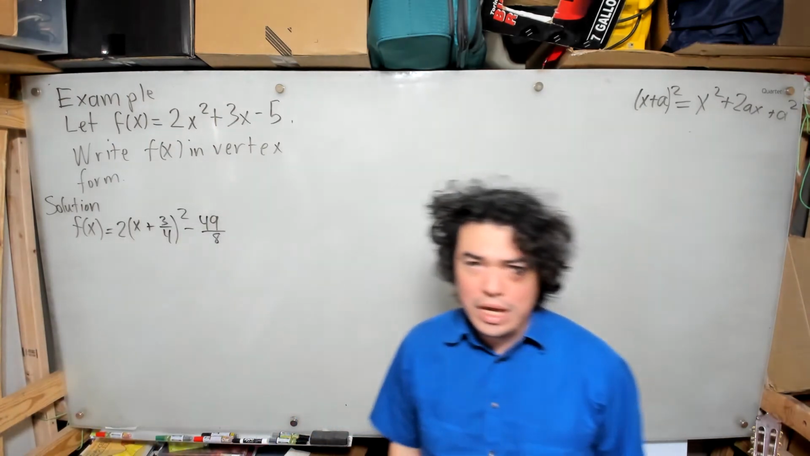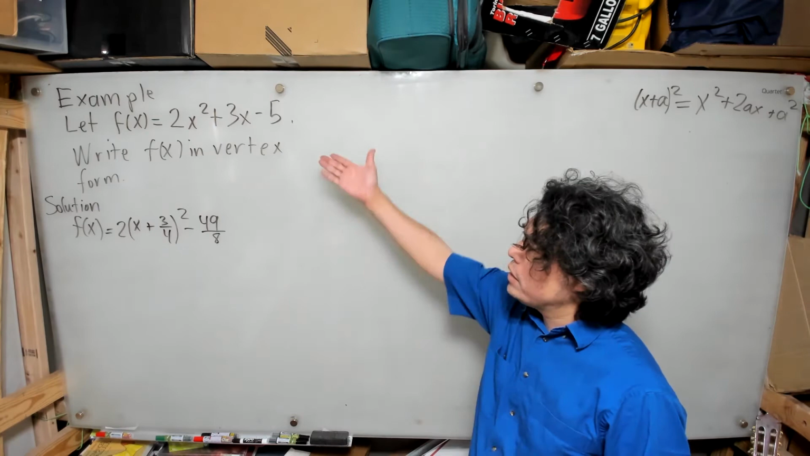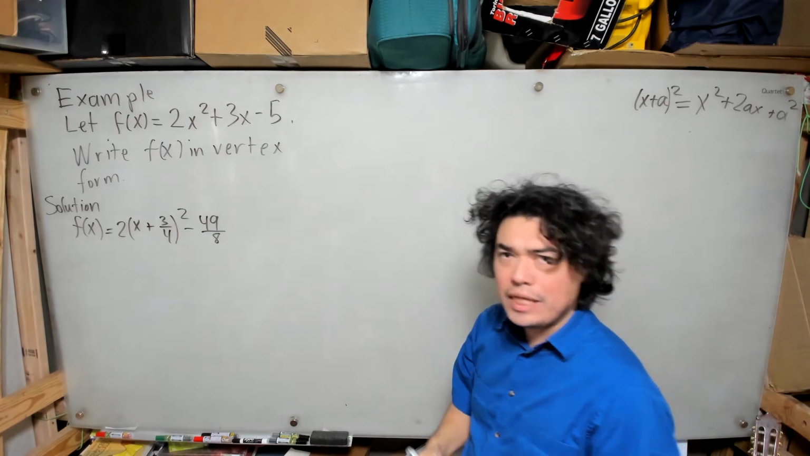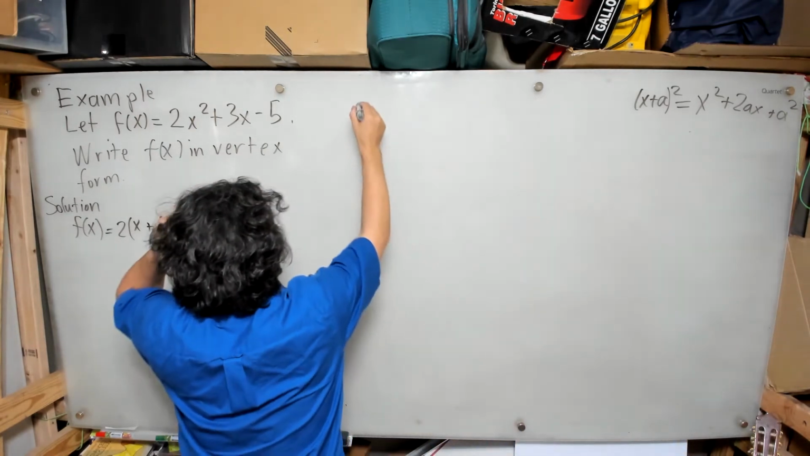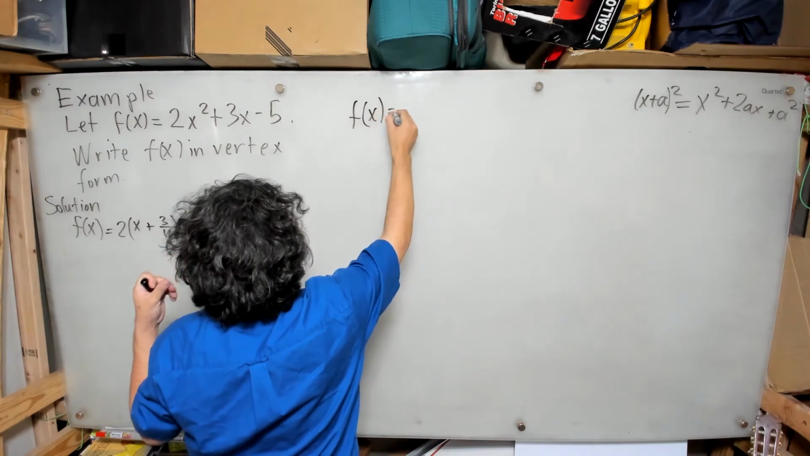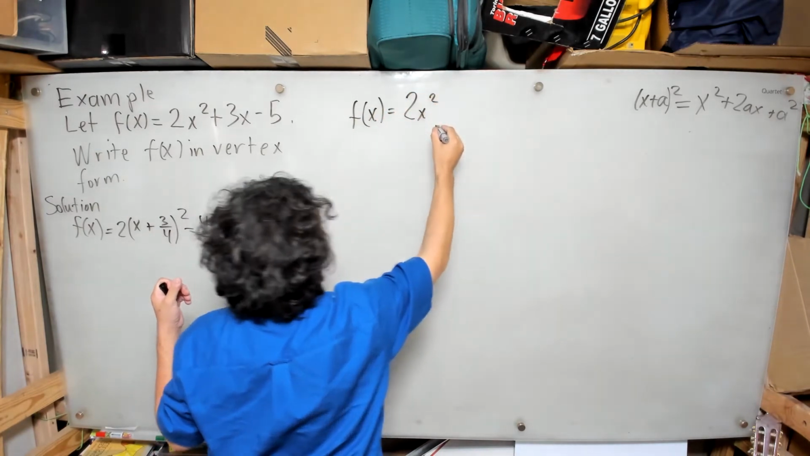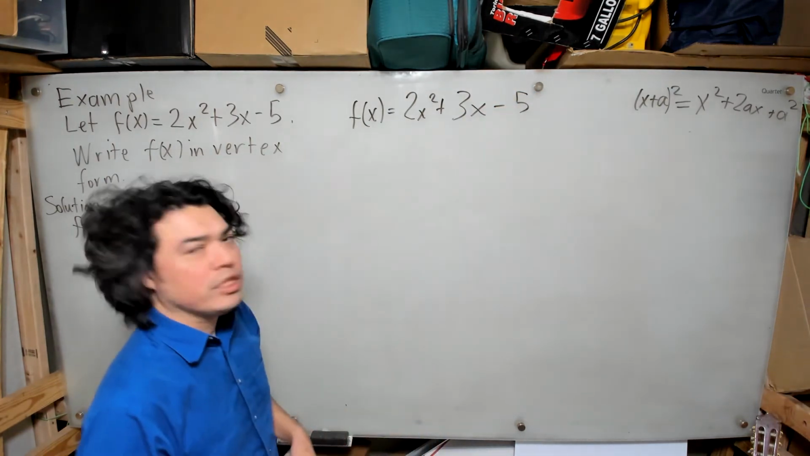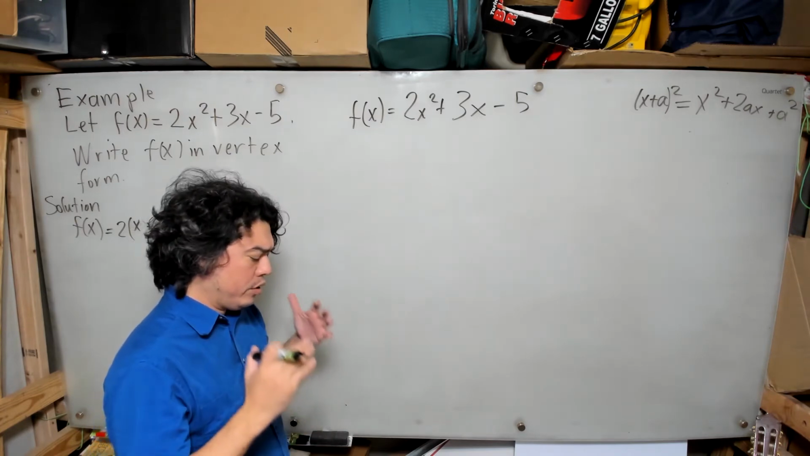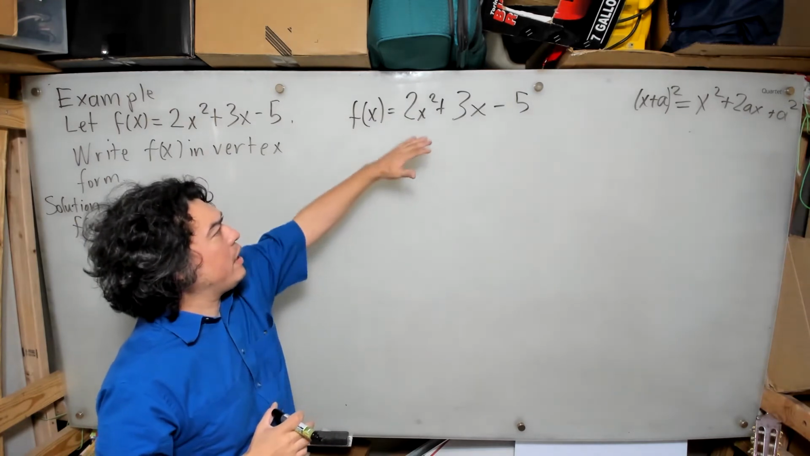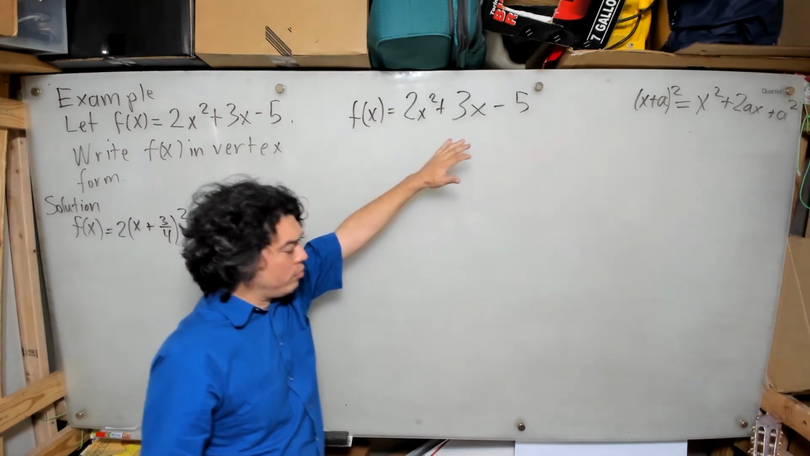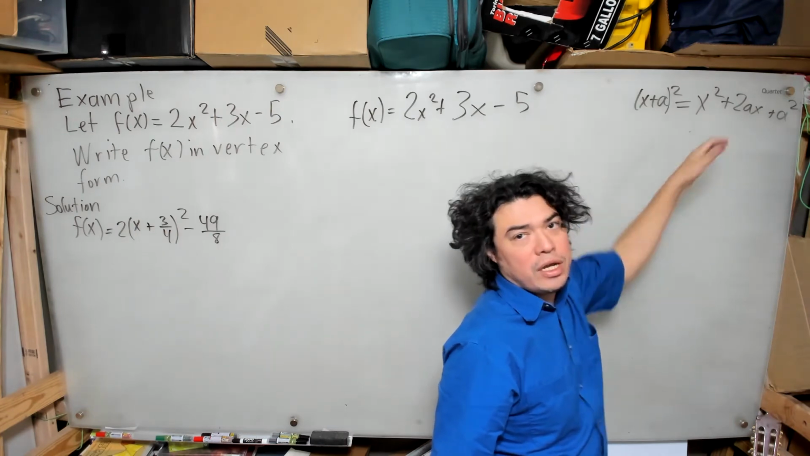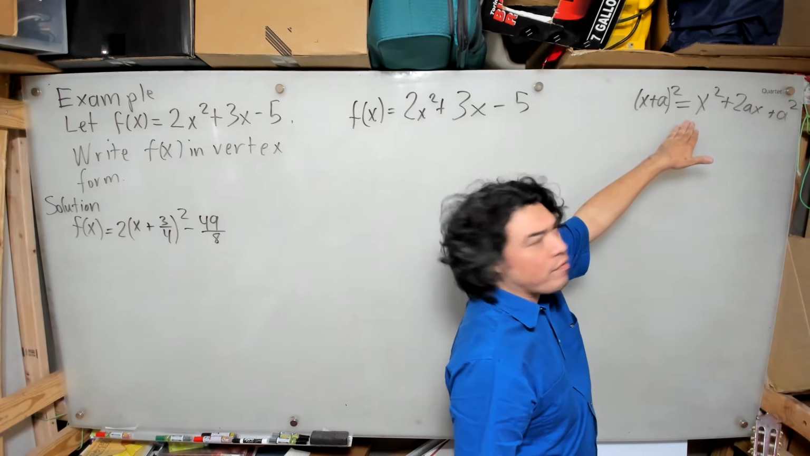Hello again. So now we're going to use technique 2, completing the square, to convert this quadratic into vertex form. Let's begin by copying it over here. Okay, so f of x is equal to 2x squared plus 3x minus 5. The first thing that we're going to have to do is make this quadratic, which is in standard form, look more like this one, which is x squared plus 2ax plus a squared, in the sense that I want to make the leading coefficient 1.